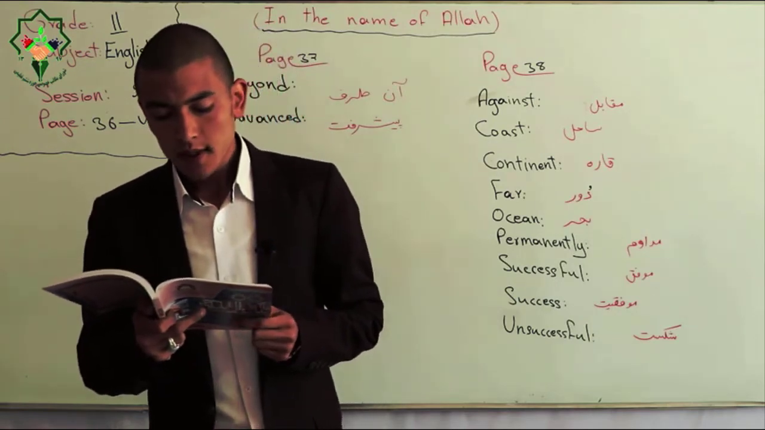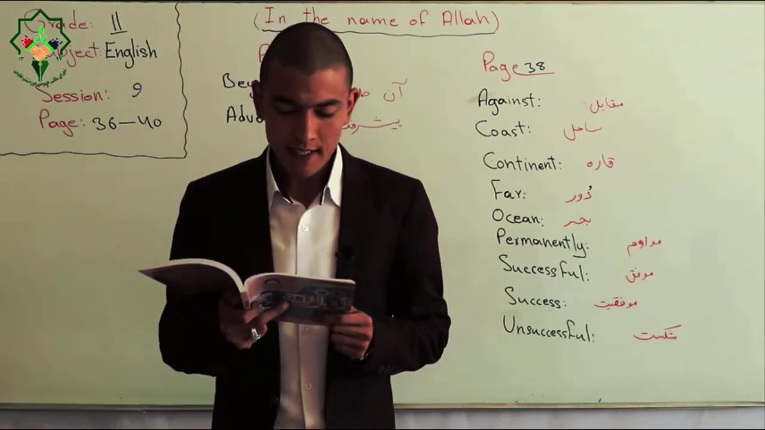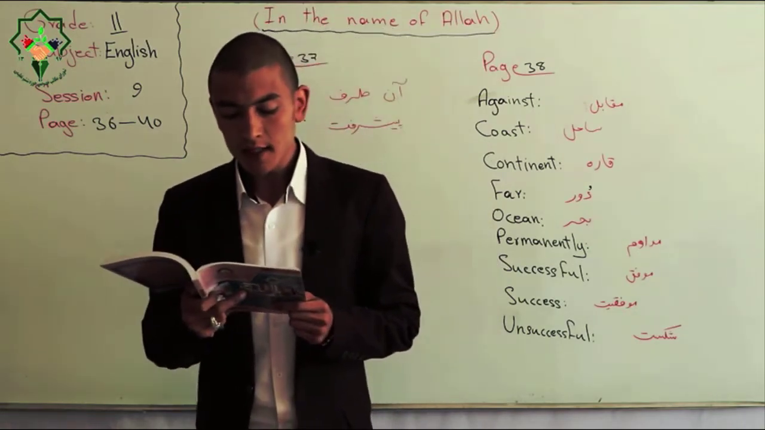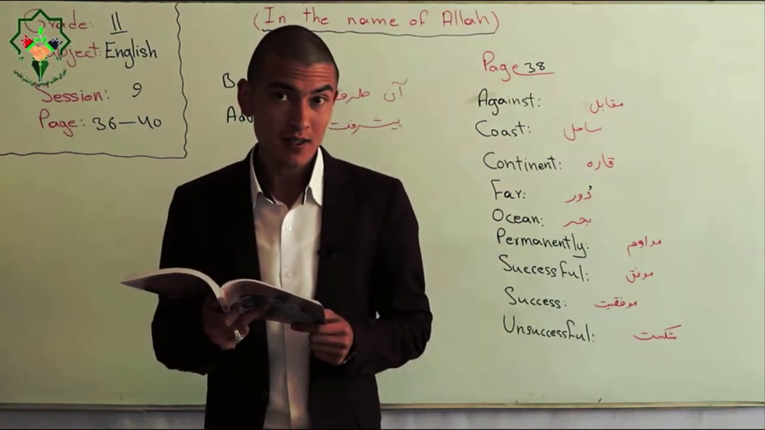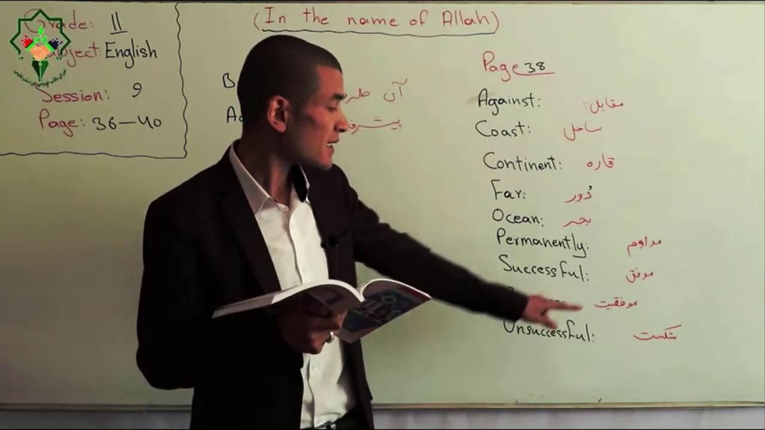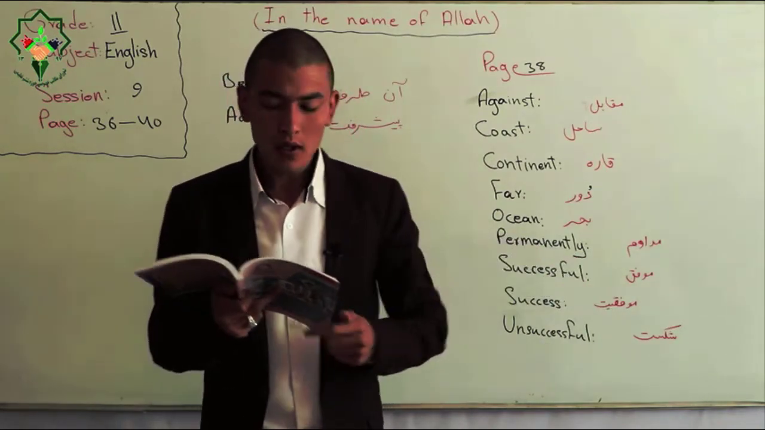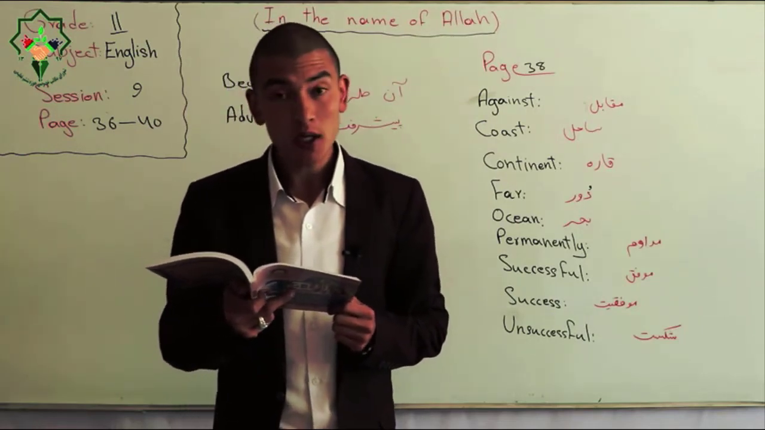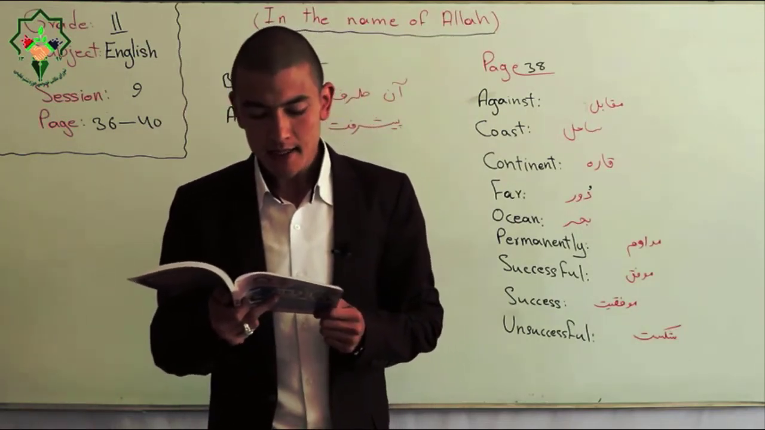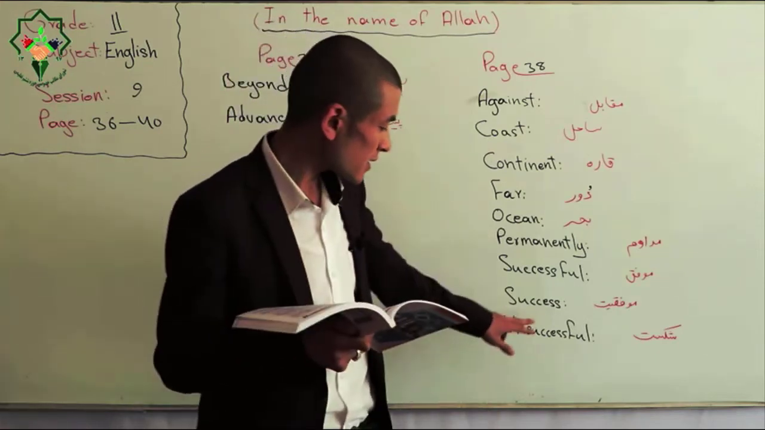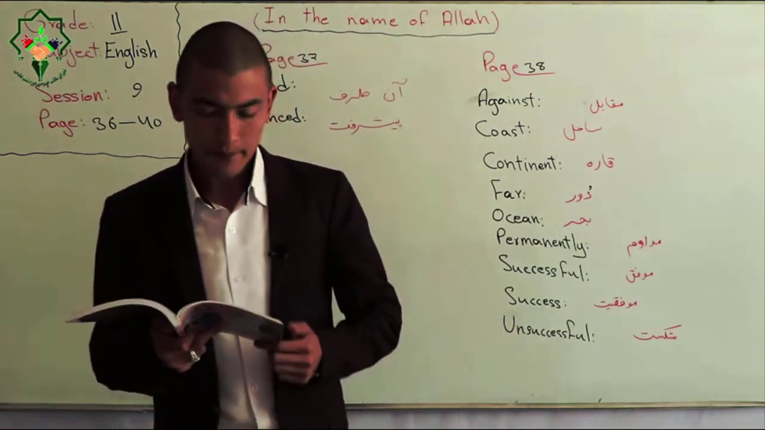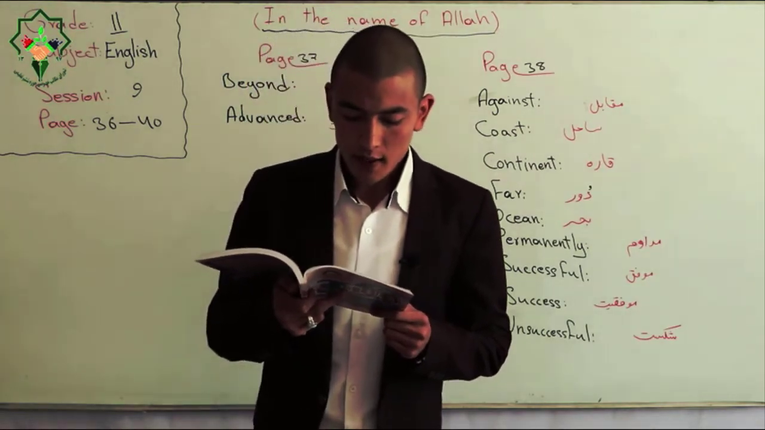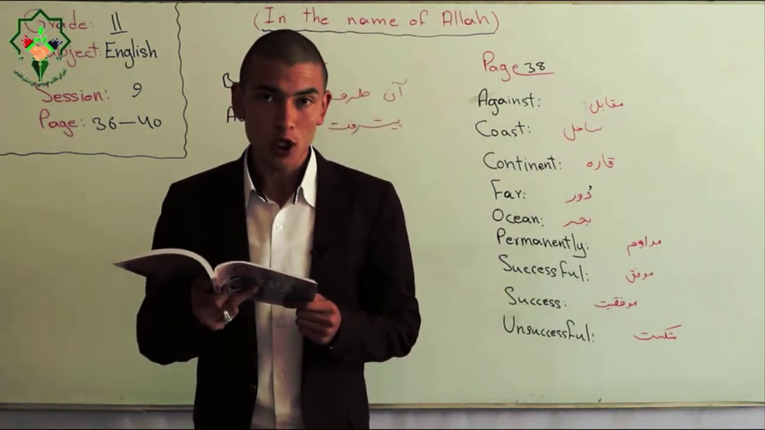Successful. Successful is an adjective. A successful person is someone that does well. Successful, it means muwaffaq. Our team was successful. We won the tournament. Success is a noun. It means muwaffaqiyat. Which other adjectives are formed from the noun plus full?